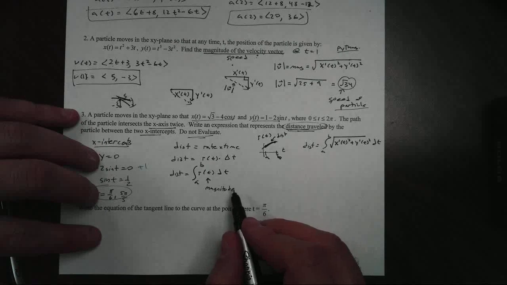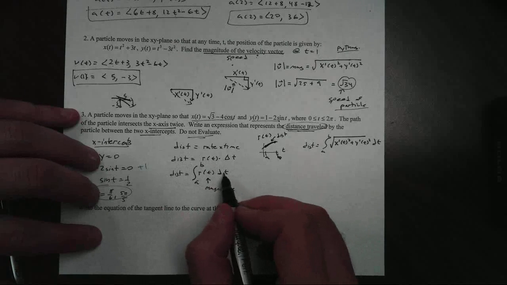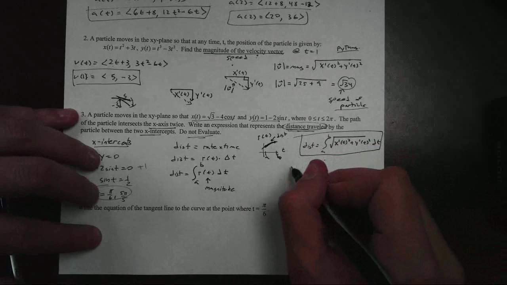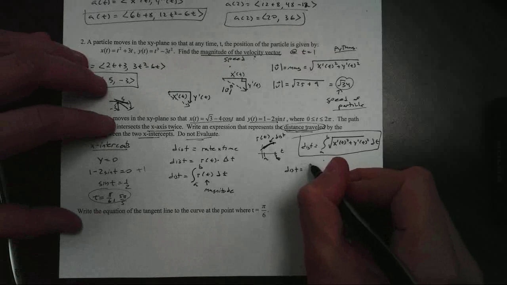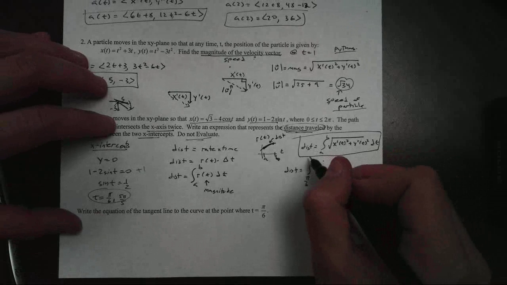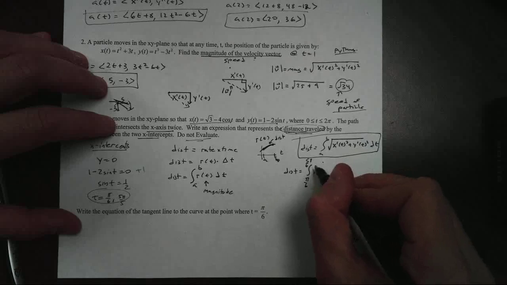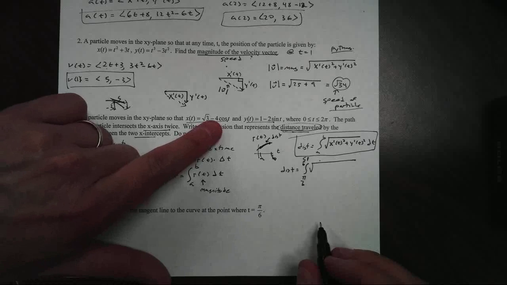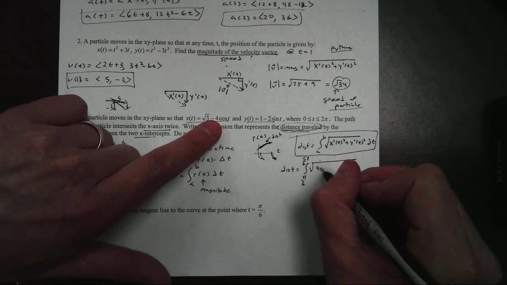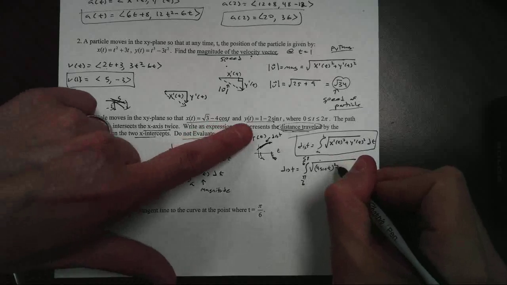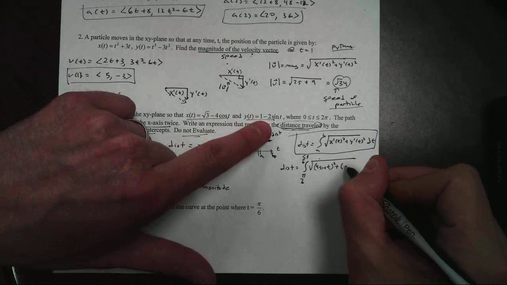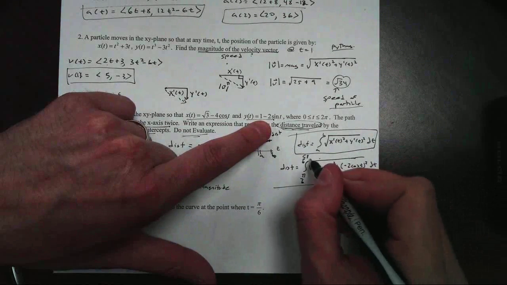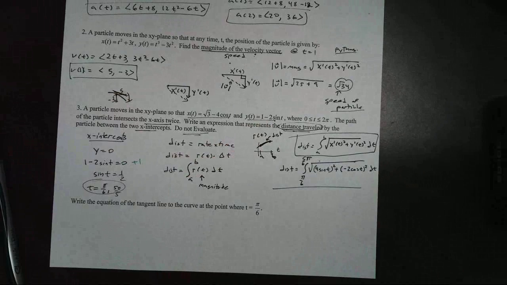If you go to part 2, I'll explain in a little more detail how I go from here to here, but you definitely want to know this formula. So the distance traveled goes from pi over 6 to 5 pi over 6 of the square root of our derivatives squared. The derivative of our first one becomes 4 sine of t squared, plus the derivative of 1 minus 2 sine of t, which is negative 2 cosine of t, squared, dt. And there's your answer right there.